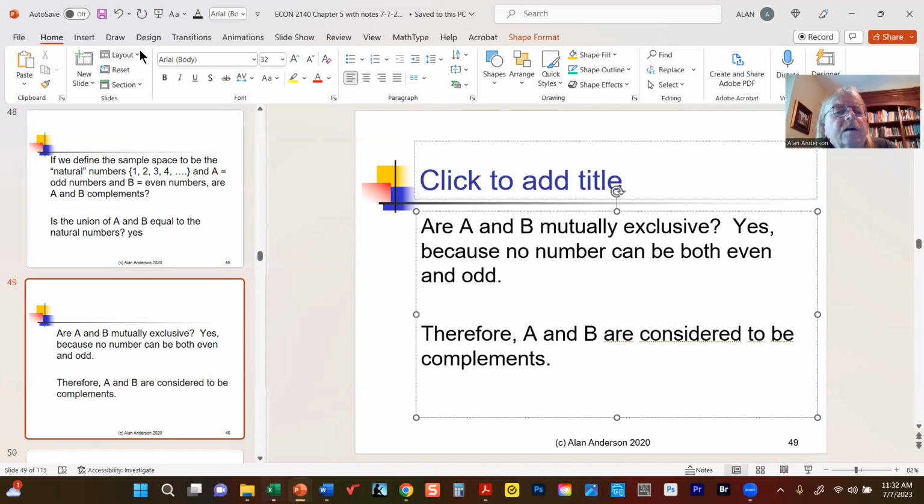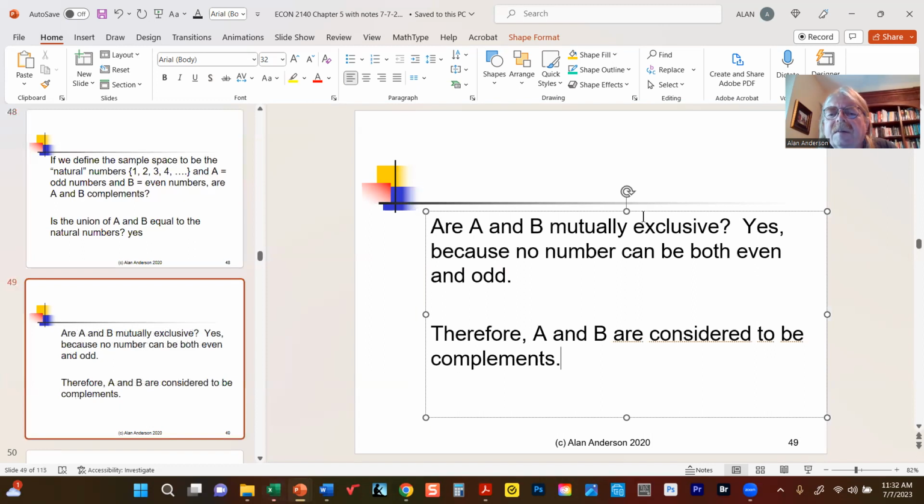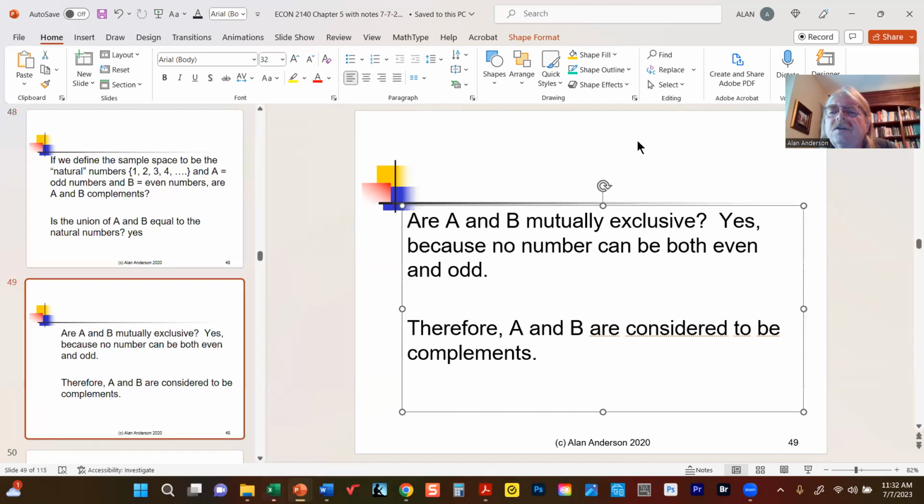So you get the idea now. You should be able to identify complements whenever you run into them. Like, imagine you go to a coffee shop and you think of A being the regular coffees and B being the decaf coffees. Well, there's another case where you have two complements because all the coffees have to be one or the other, but they can't be both.